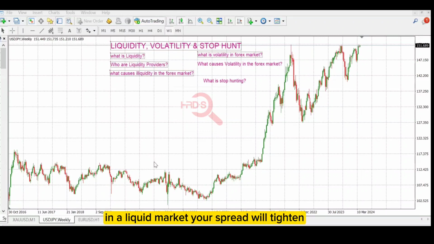In a liquid market, your spread will tighten, but you will notice that during odd hours of trading, when we have an illiquid market, the spread will be very wide. But during the New York session and London session, you notice that the spread of the pair you are trading is very tight. You are paying very little transactional fee to your broker. But when you trade in odd hours, you will be paying so much. So a liquid market is safer to trade than an illiquid market.